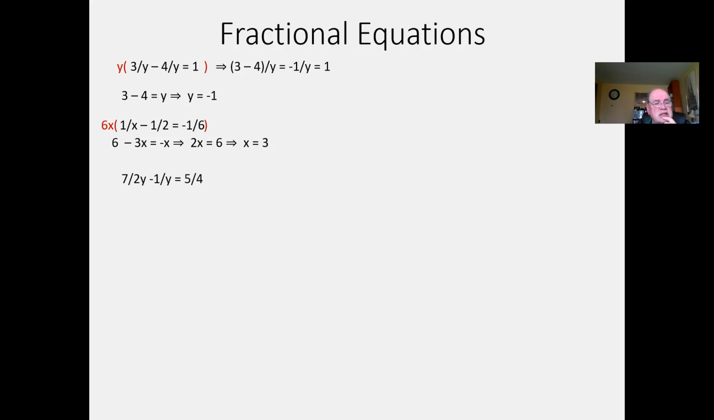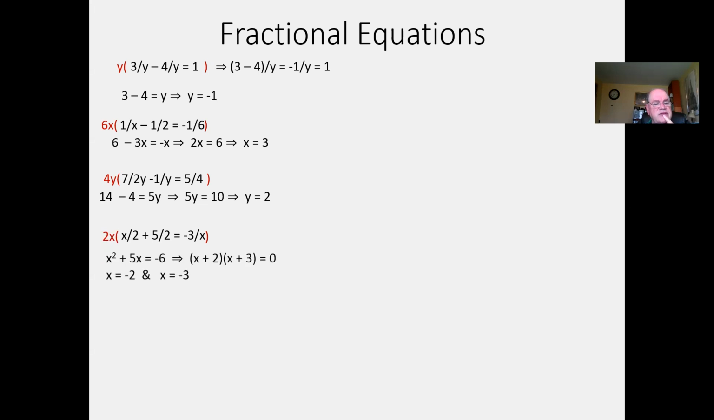Here, looking at the denominators, it looks like 4y looks like the common denominator to me. Multiplying through carefully. Here, looks like 2x would be the common denominator. Multiplying through carefully. Oh, son of a gun, a quadratic equation. Okay, an easy one to factor, getting 2 separate solutions, -2 and -3. And if you put either number in, they are the solutions to that equation.